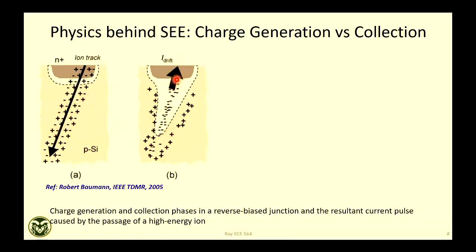Why are electrons funneled through it? Because of the electric field. Because of this p-n junction effect, right? The electric field will streamline all those electrons that have been generated by this ion track towards the n+ region. And the holes, all the remaining holes, will now be collected by the silicon substrate, right? So that is the second step, which is the drift phase. Drift is electric field dominated, and you can see your p-n junction is expanded because of this heavy ion related effect.